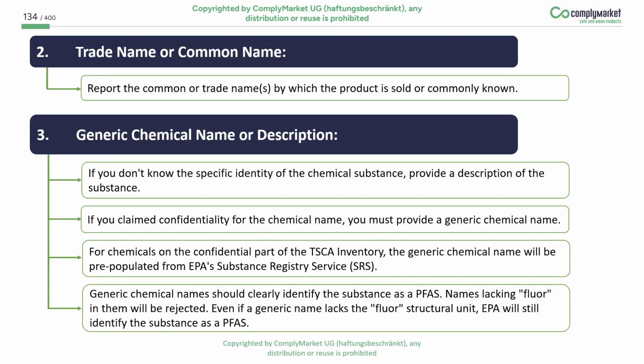A trade name: you have to report the common or trade name by which the product is sold or commonly known. If you don't know the specific identity of the chemical substance, provide a description of the substance. If you claim the confidentiality of the chemical name, you must provide a generic chemical name. The generic name should be clear and express PFAS. For example, a name without a fluor will be rejected.